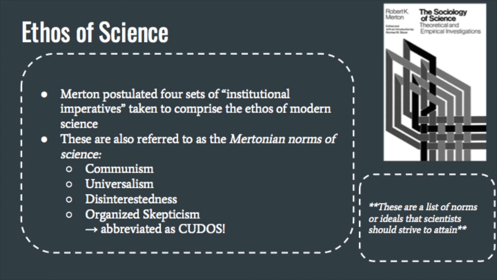Merton created 4 sets of institutional imperatives that comprise the ethos of modern science. These are also referred to as the Mertonian norms of science. These norms are used as a set of values scientists should strive to follow. The 4 norms are communism, universalism, disinterestedness, organized skepticism. These are also abbreviated as CUDOS for short.